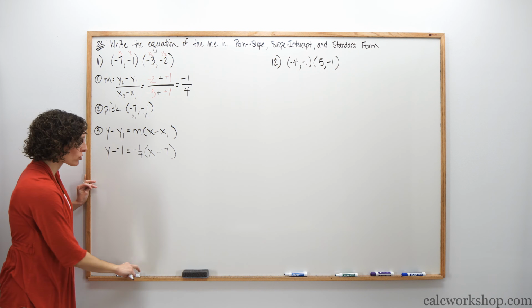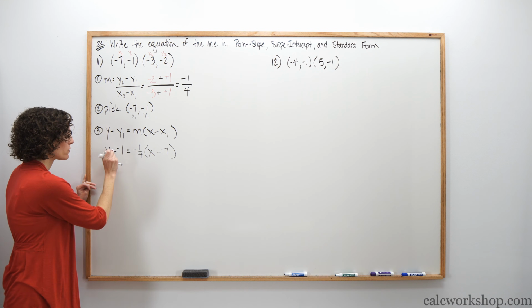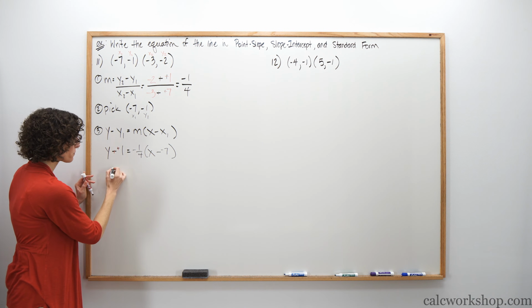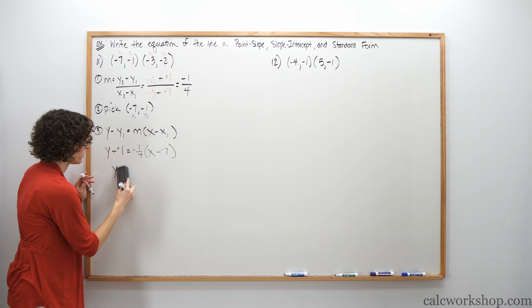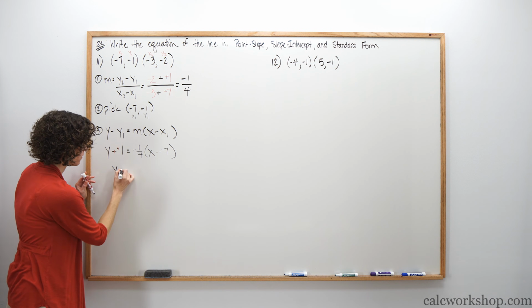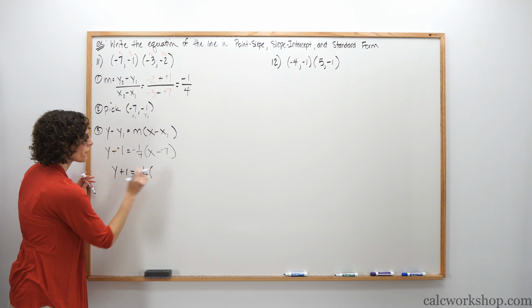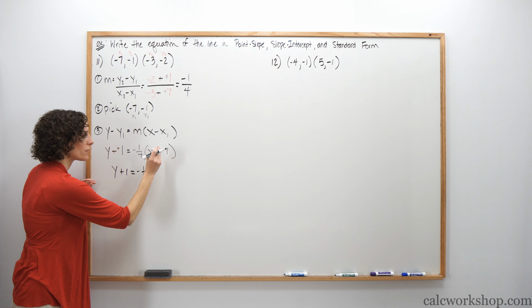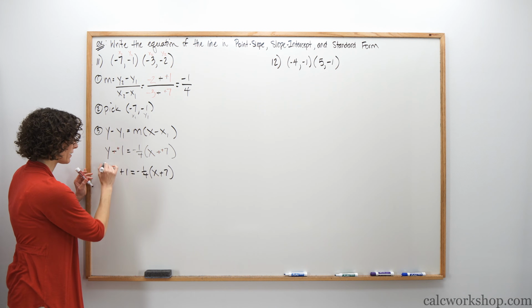All we got to do now is make sure that we get those signs simplified. Two negatives make a positive. So we have y plus 1 equals negative 1/4. And here, once again, two negatives make a positive. And we have the quantity x plus 7.